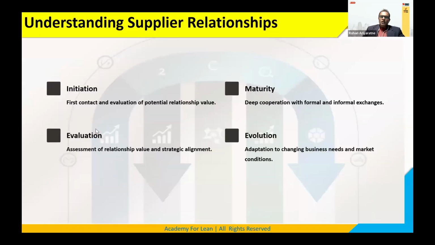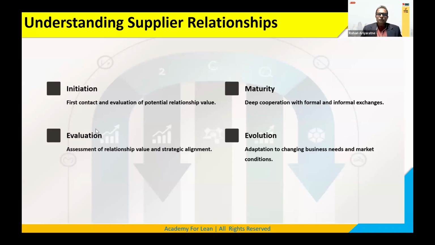All right. So here, there are some levels you have to maintain, right? Understand supply relationship first. Before moving to that, you should understand what a supply relationship is. Initiation, right? It means you have to initiate first contact and evaluate the potential relationship value. Then, as Vimal and myself explained on the previous slide, you have to evaluate yourself, like a first contact, and be a supporting hand to them when they struggle. You have to initiate, and maturity levels are there.